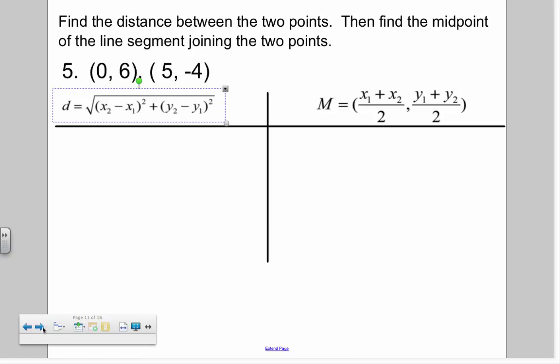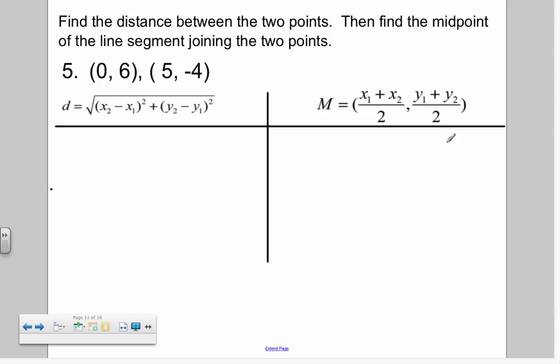The directions say find the distance between the 2 points. Then find the midpoint of the segment joining the 2 points. So they give us 2 points. It's 0, 6, and that's our first point, and then 5, negative 4. They're asking us to find the distance, which means we need the distance formula, so I put it up right here for us to have, and we also need to find the midpoint, so I put the midpoint formula up.